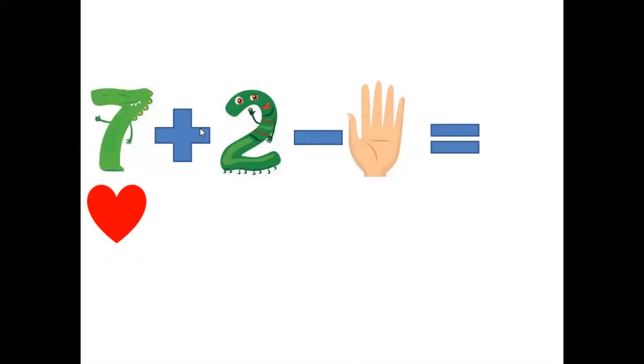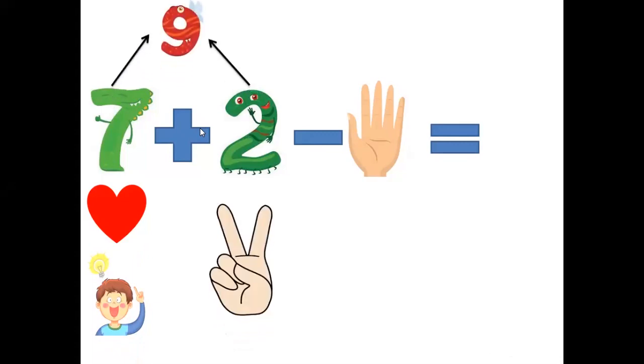I put 7, the bigger number, in my mind, and the smaller number, which is 2, on my fingers. And count after 7: 8, 9. Good job. I will put 9 here. So the result of the first equation is 9. It's like I will make the equation into 2 equations.